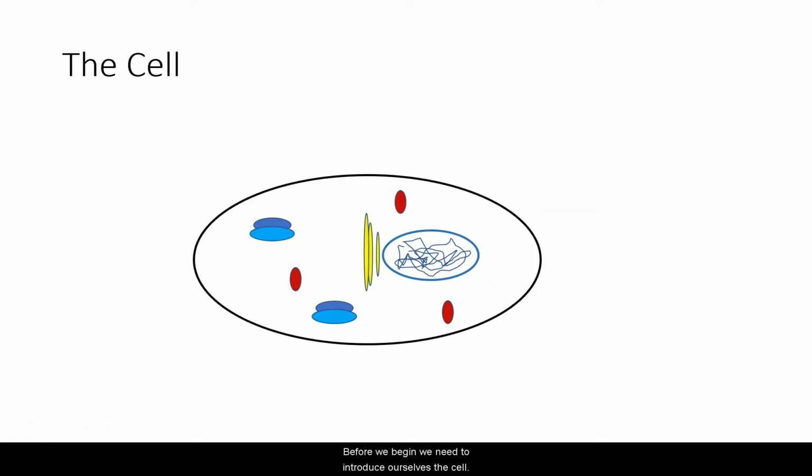First, before we begin, we need to introduce ourselves to the cell. The cell is surrounded by a plasma membrane. Within the cell, you will find organelles that perform functions, like make energy or store and break down molecules. Also, cells contain structures called ribosomes. These ribosomes help make proteins. Ribosomes are important, and we'll visit them later.